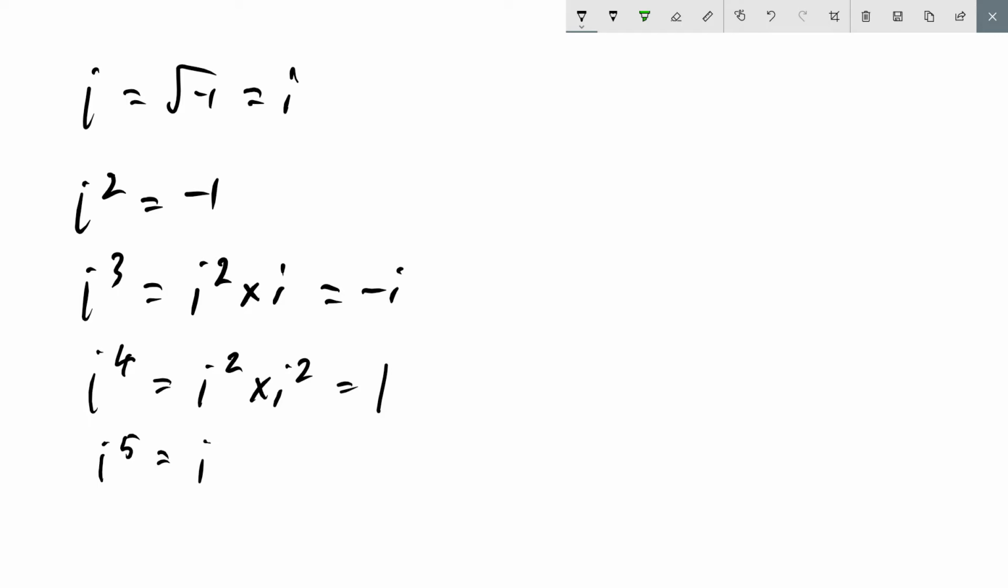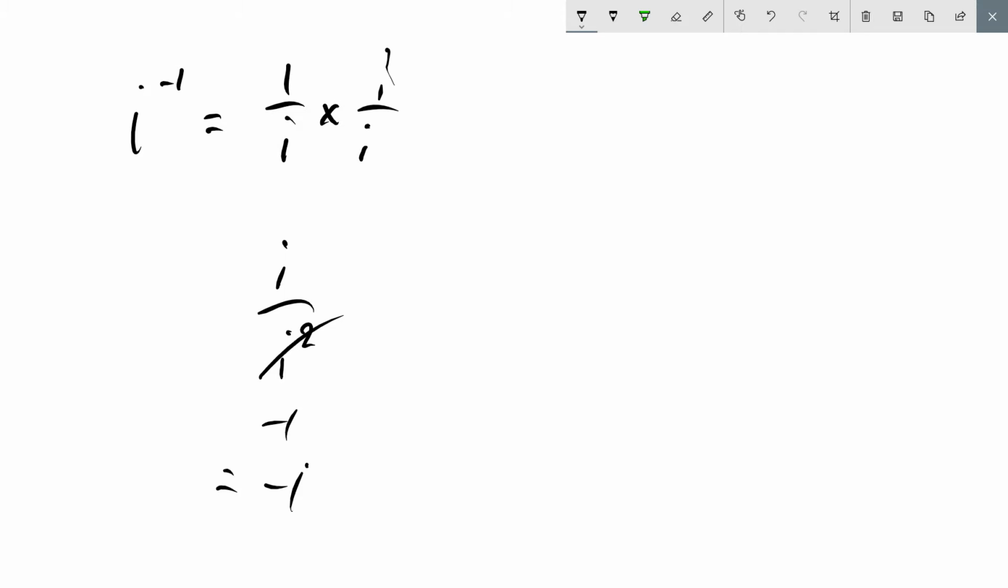So, does this work for negative indices? Well, of course it does. i to the negative 1 is just going to equal 1 over i. We don't like i on the bottom, so we're going to times it by the conjugate. So what we get is i on the top over i squared. i squared is just negative 1, so we get negative i. And we can keep doing a similar pattern for all negative indices.